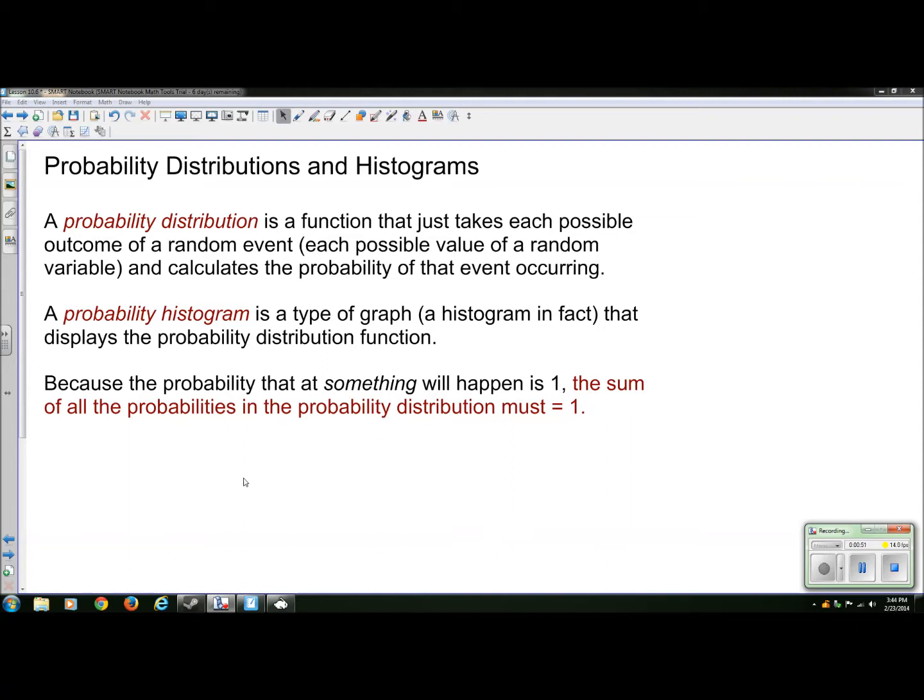The sum of all the probabilities in this probability distribution must equal 1. So in other words, you calculate the probability of one thing happening, you calculate the probability of another thing happening, and you calculate the probability of all the possible things that could happen. And when you add up those probabilities, they have to equal 1 because something has to happen. It might make more sense once we actually start drawing some of these histograms. So let's just go ahead and start working.